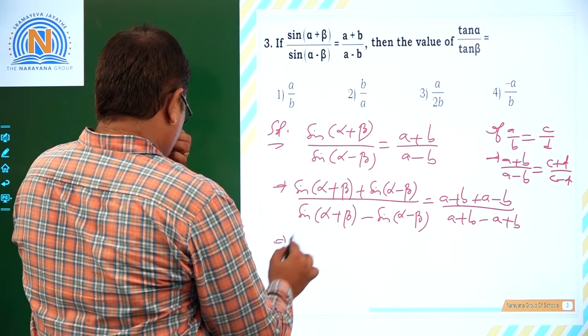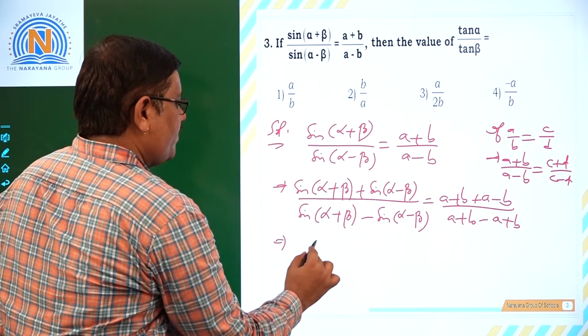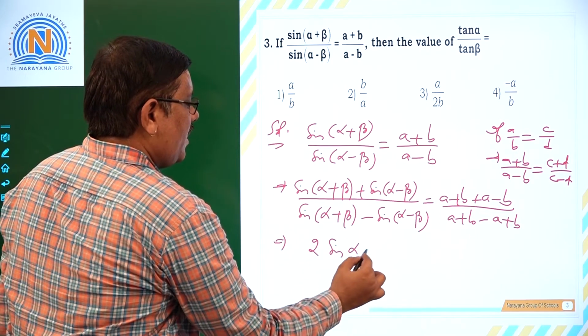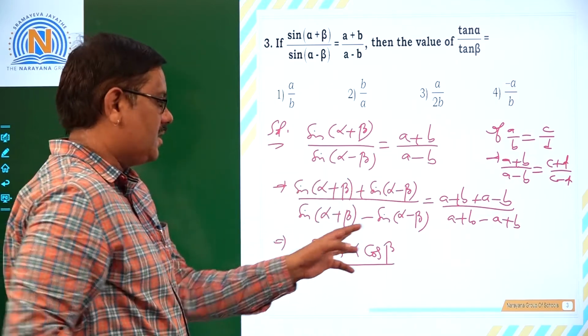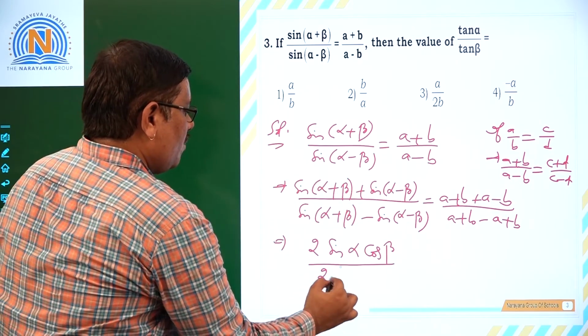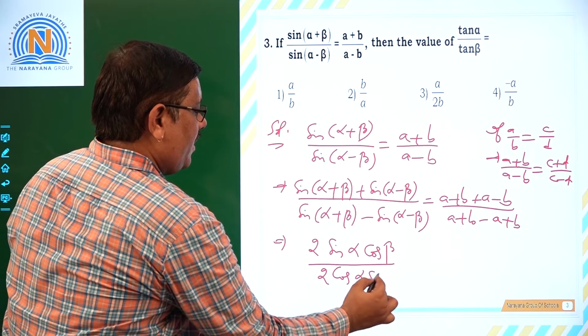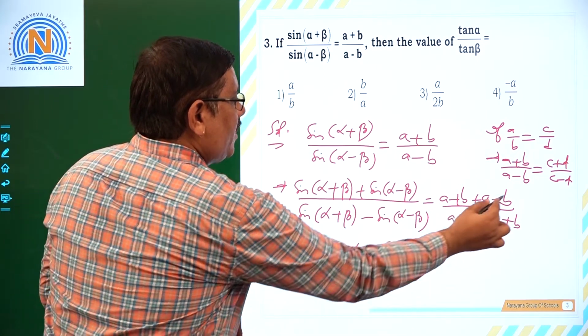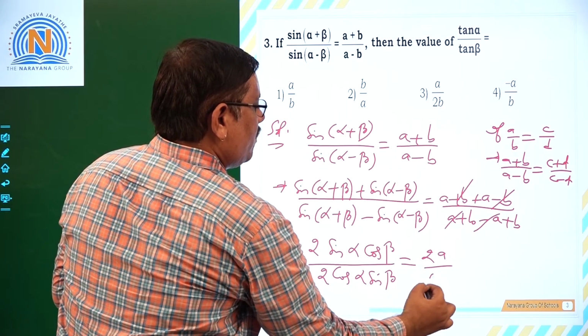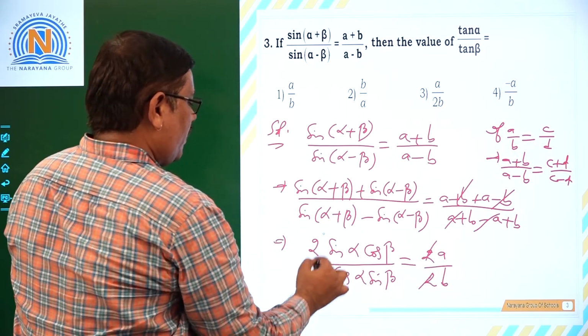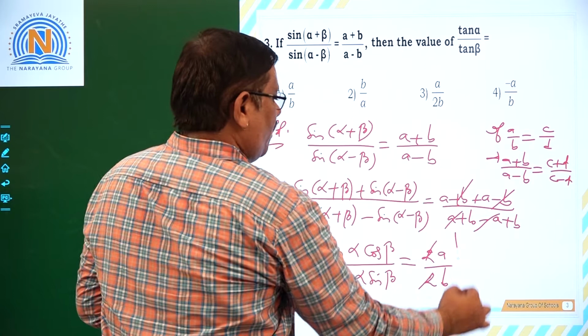That implies it is sin(A+B) + sin(A-B). You can write it as 2 sin A cos B. If you expand and add up, this is what we have. Here also we have 2 cos A sin B. Here B cancels, here A cancels. That is 2 times A by 2 times B. The 2 here and the 2 here cancel. So finally, what do you have?